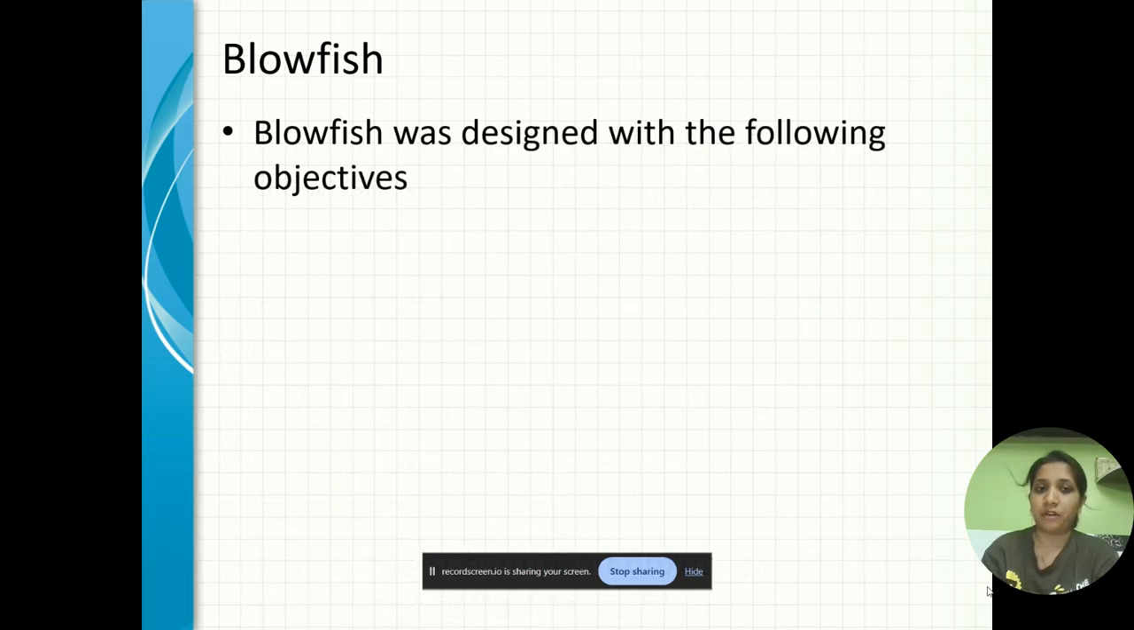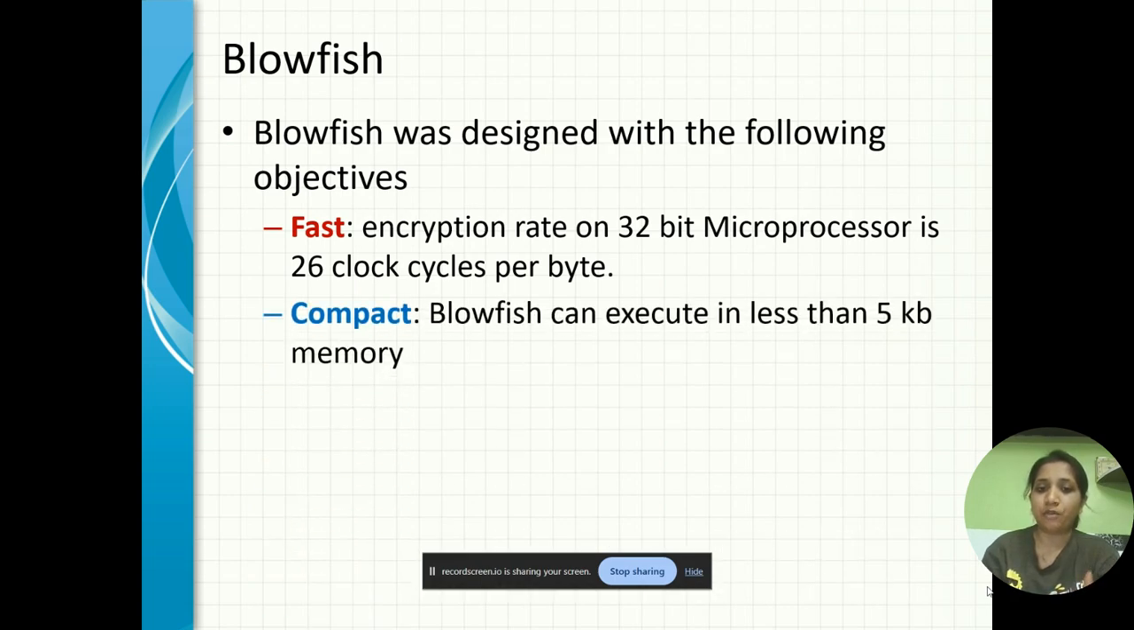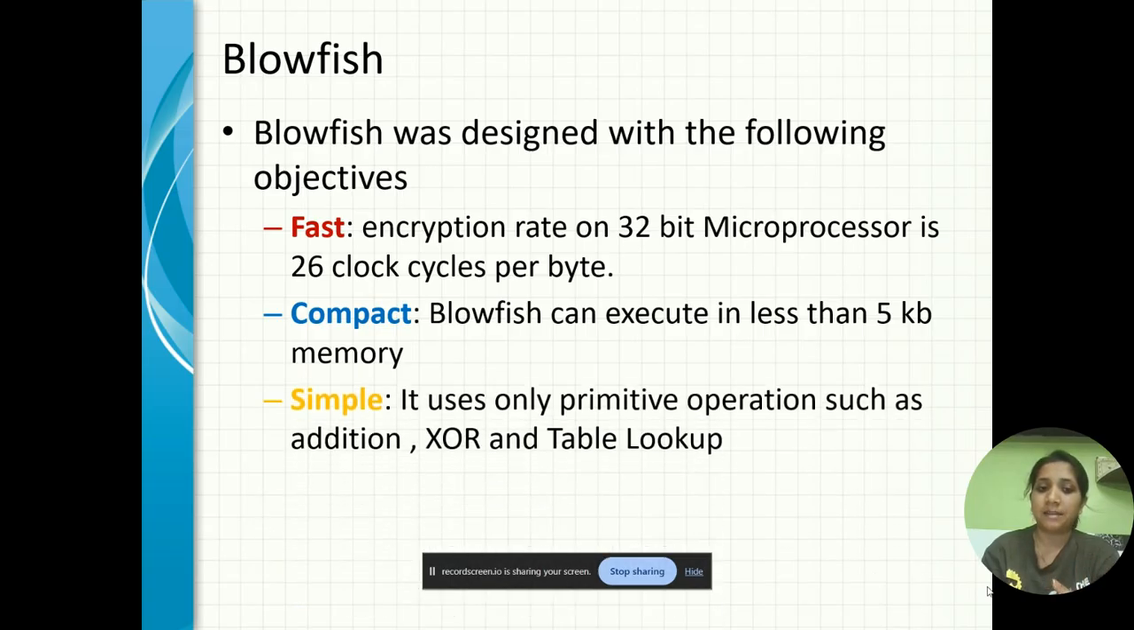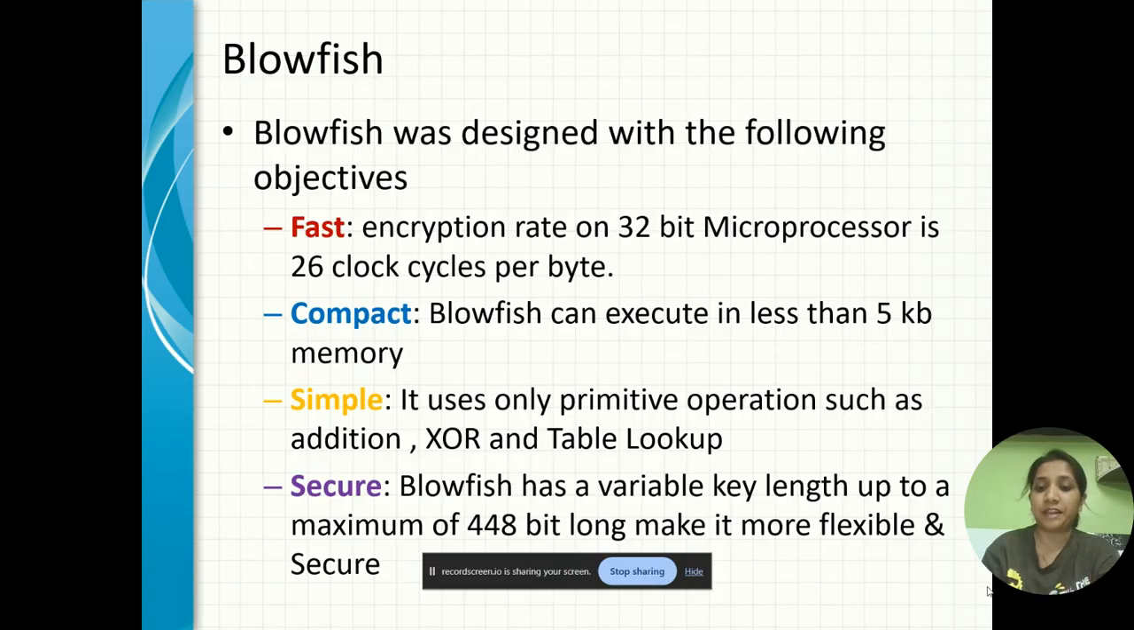Blowfish was designed with the following objectives. Fast: the encryption rate on a 32-bit microprocessor is 26 clock cycles per byte. Compact: Blowfish can execute in less than 5 KB of memory. Simple: it uses only primitive operations such as addition, XOR, and table lookup. Secure: Blowfish has a variable key length up to a maximum of 448 bits, which makes it more flexible and secure.